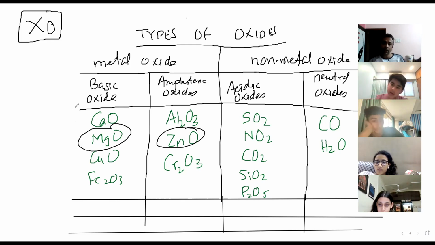Knowing that zinc reacts with acid and base both. So the color. I'm saying reaction. Are you in your senses? Gupta, what's wrong with you? I'm saying reactions. Color is not a reaction.